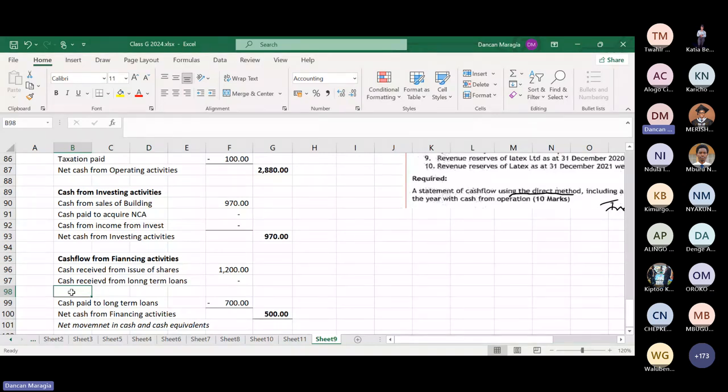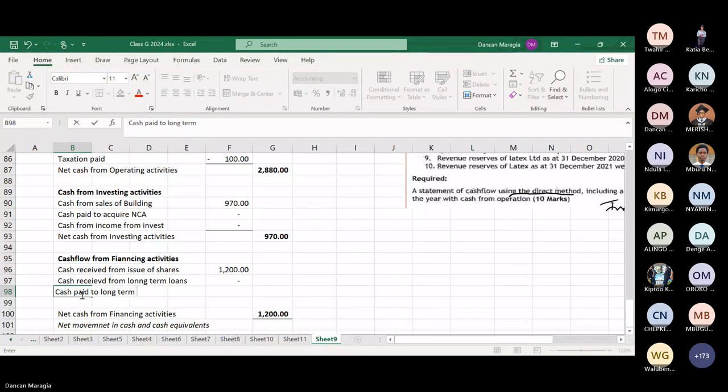But dividends paid, what does it mean? You have shares, paid to shareholders. So money is moving from your account to the shareholders. Long term. And this was how much? 700. Then we have dividends paid.